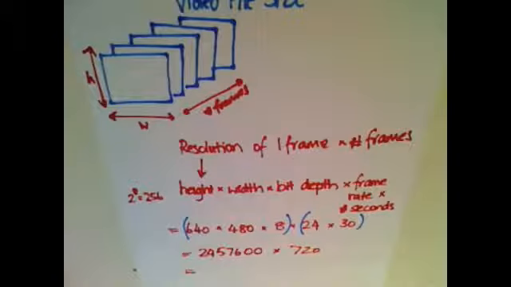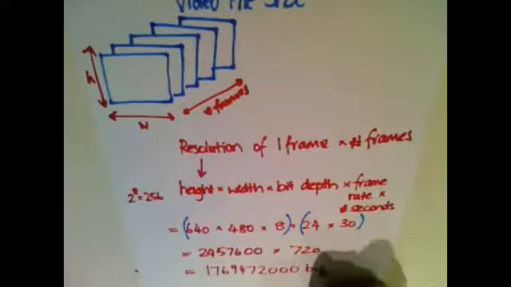So on my calculator, I'm going to do 2457600 times by 720 equals a rather big number, 1769472,000, and that's in bits.